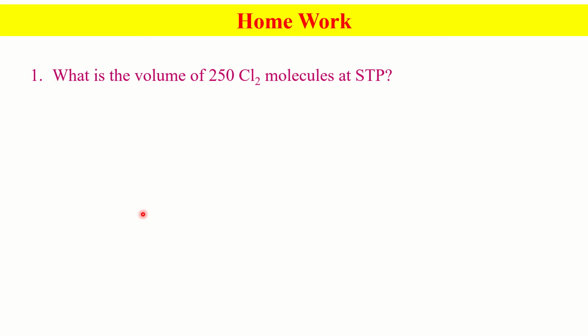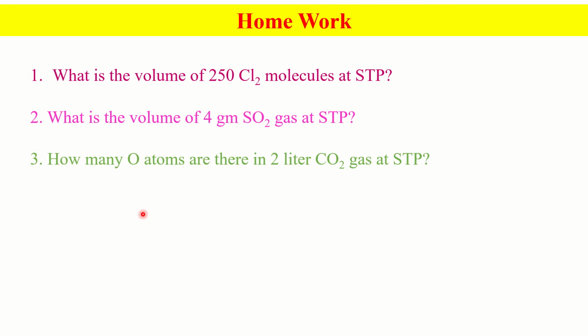What is the volume of 250 chlorine molecules at STP? What is the volume of 4 gram SO2 gas at STP? How many oxygen atoms are there in 2 liter carbon dioxide gas at STP? What is the mass of 60 liter methane gas at STP?